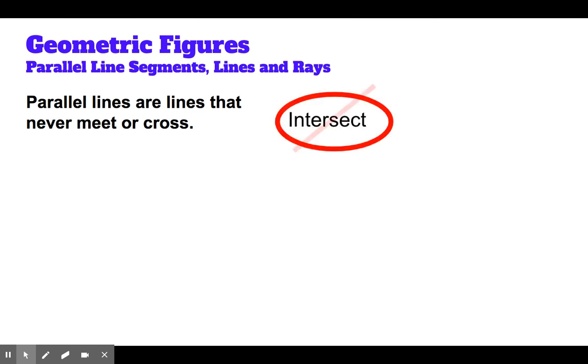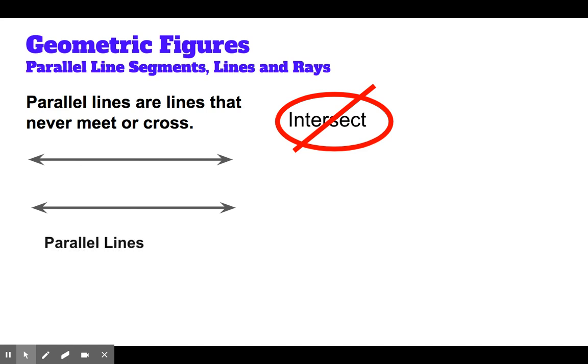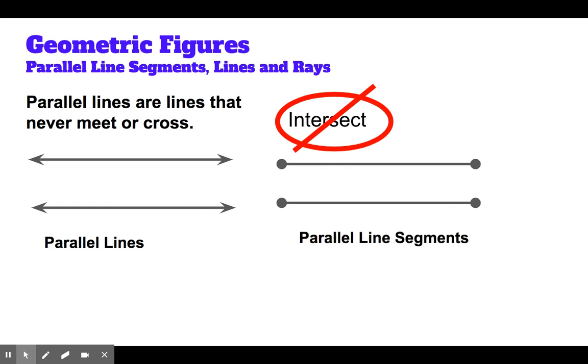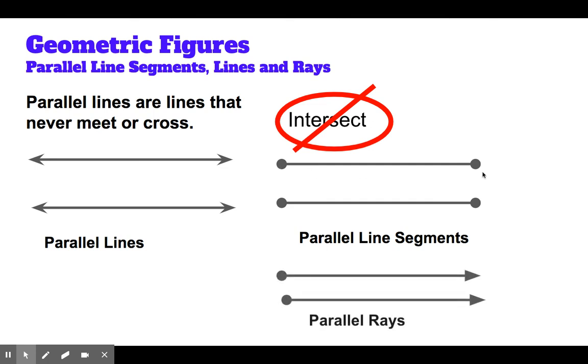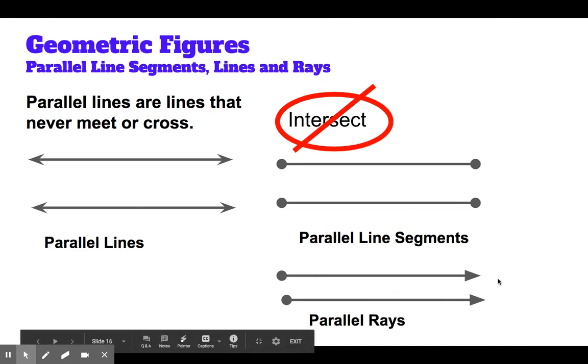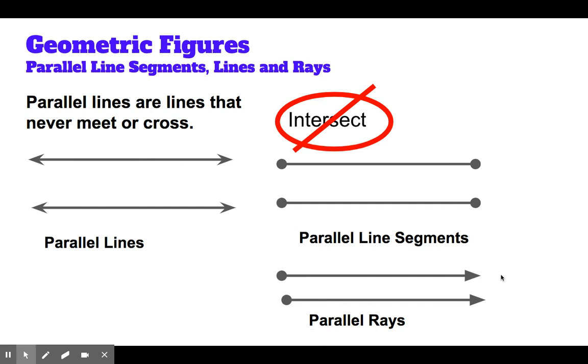They do not intersect. Once again, here are parallel lines, and we can see that they're parallel lines because they have arrows on the end. And again, arrows show that lines go forever. Here, my friends, are parallel line segments. And I know they're line segments because they have endpoints right here and right here. And lastly, here's what parallel rays would look like. Rays have an endpoint in one end, and they go on forever in the other direction.